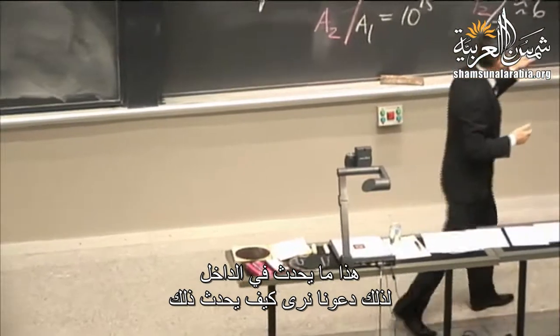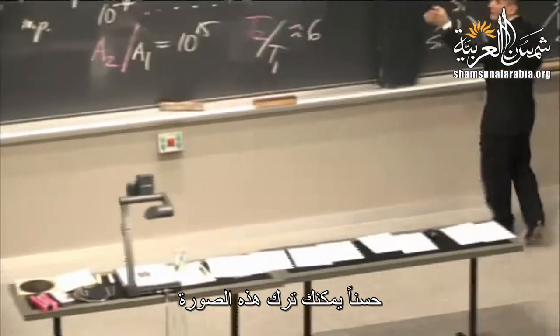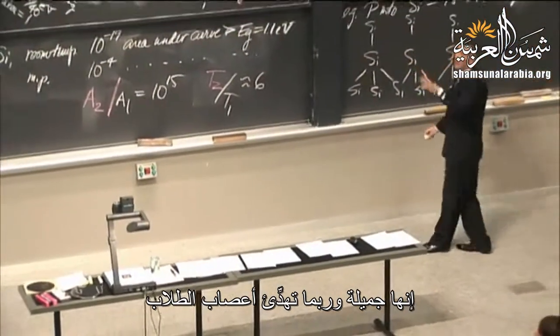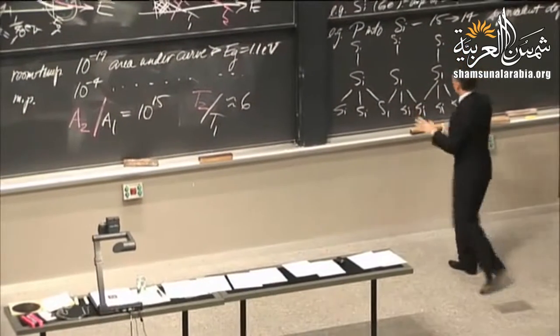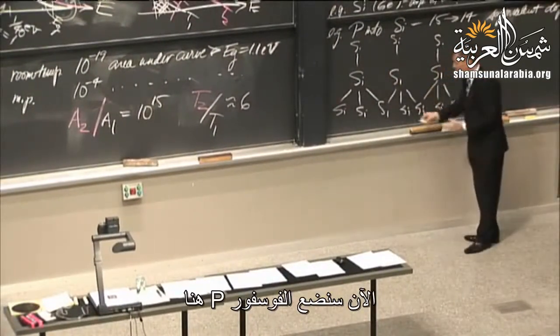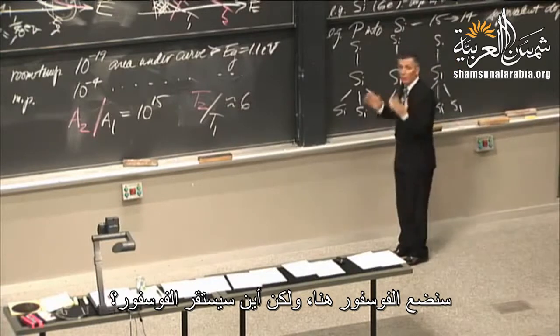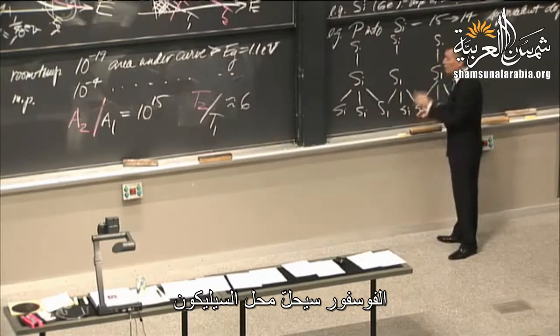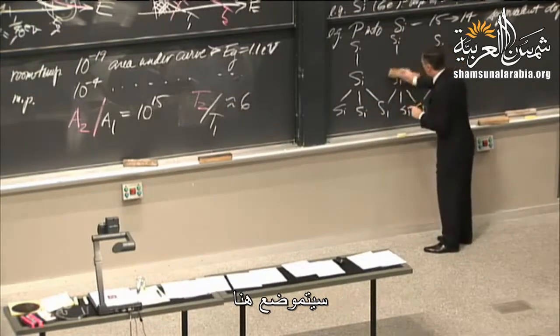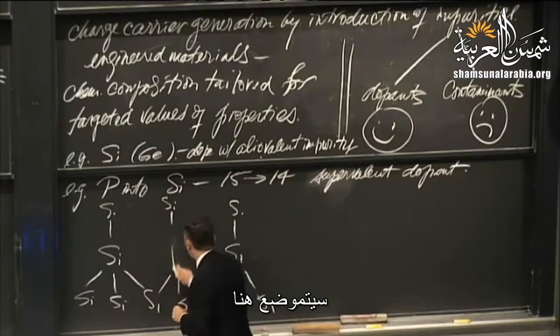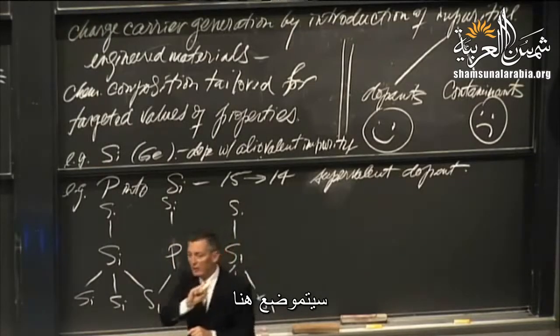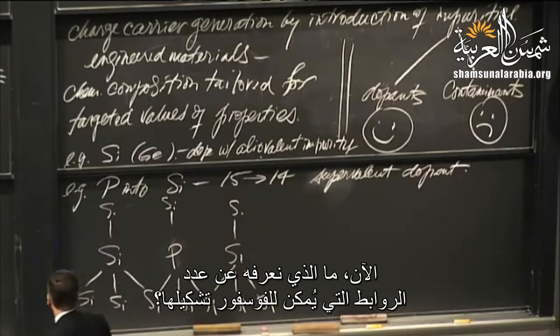So let's see how that happens. Let's cut back to, oh, you can leave that up. It's a pretty image and probably soothes the nerves of the students. So now I'm going to put phosphorus in here. Where does phosphorus go? Phosphorus goes onto a silicon site. So it actually comes in and sits here. Phosphorus comes and sits at a silicon site. Now, what do we know about the number of bonds that phosphorus likes to form?